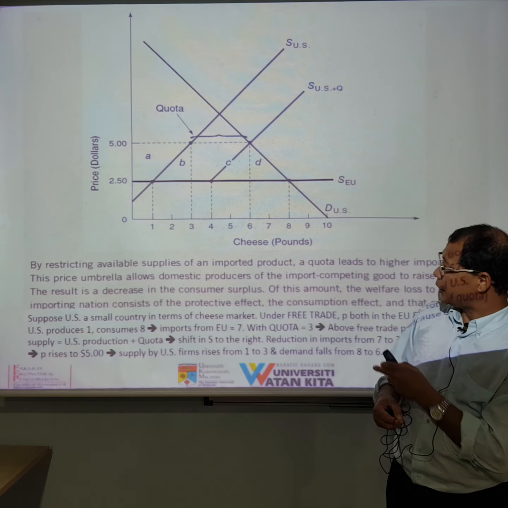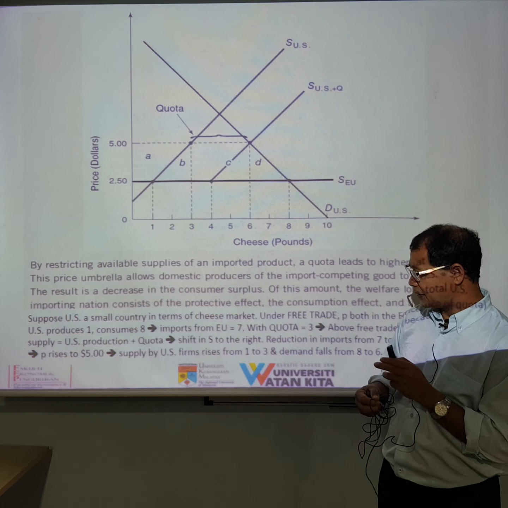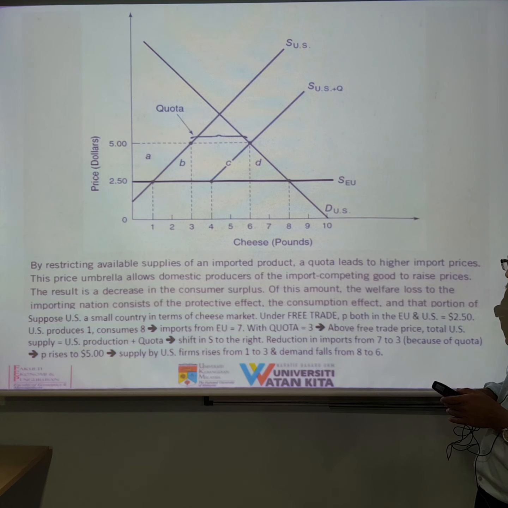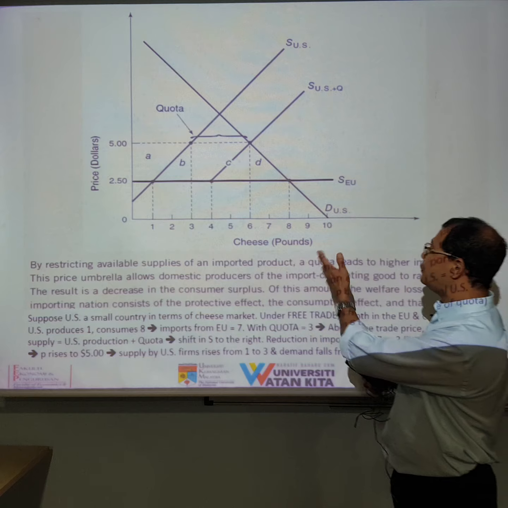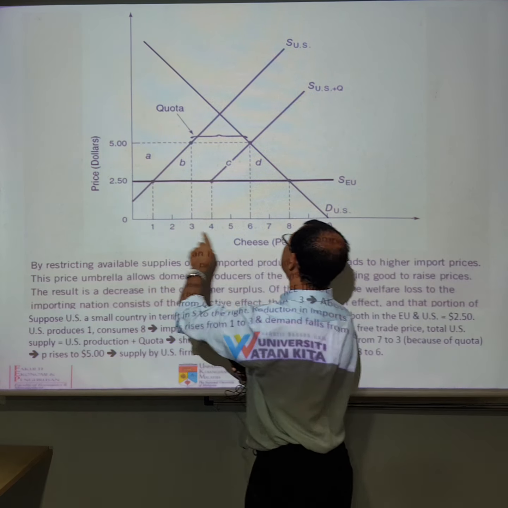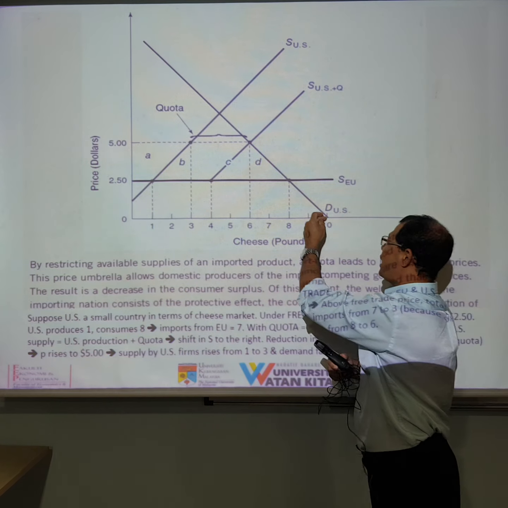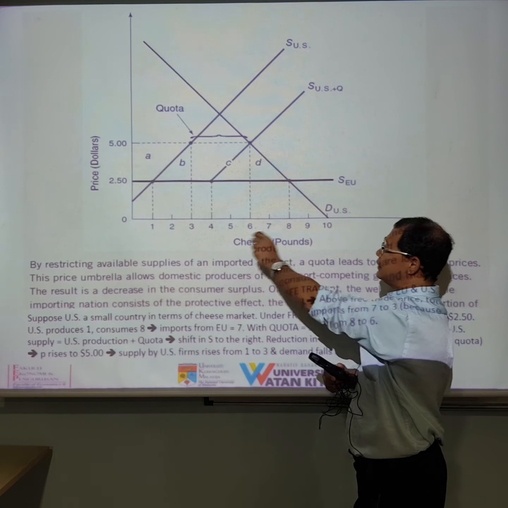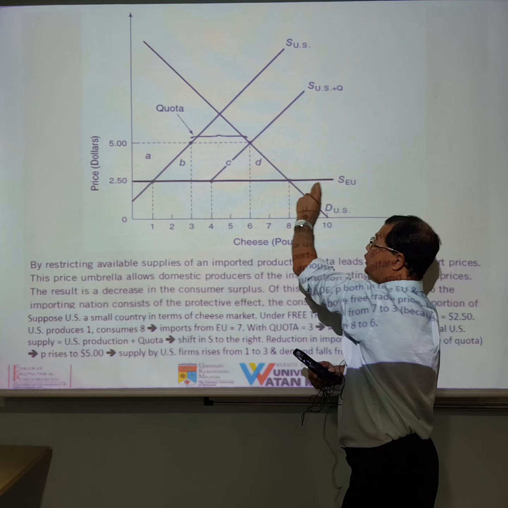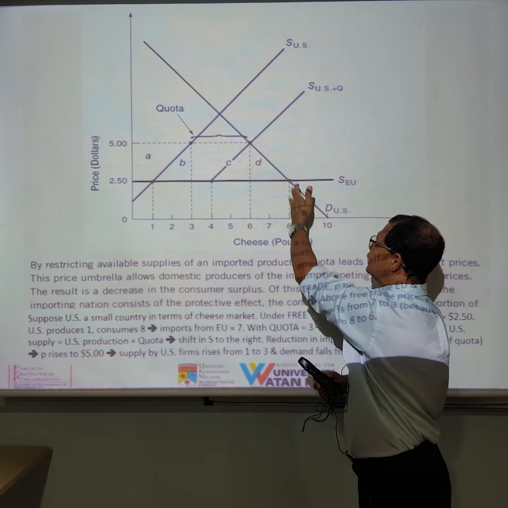So let's look at the graph here for quota. Suppose the US is a small country in terms of the cheese market. Under free trade, prices in both the EU and the United States are $2.50. This is the graph for the United States: demand, United States for cheese, supply, United States for cheese, and this is the supply from the EU. The cheaper producer is lower. So this is free trade.